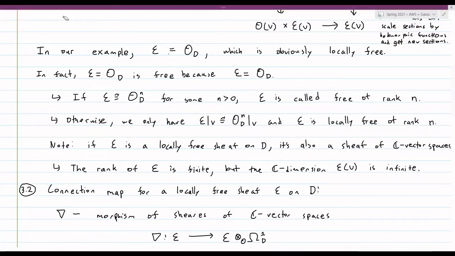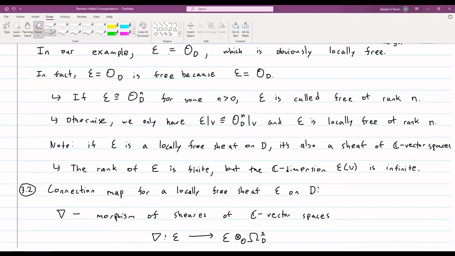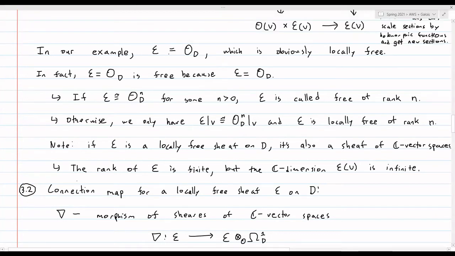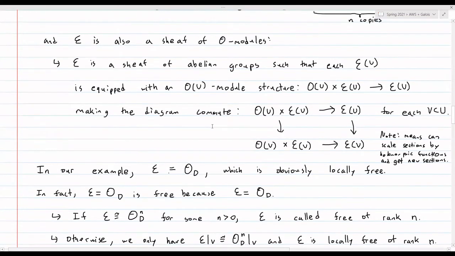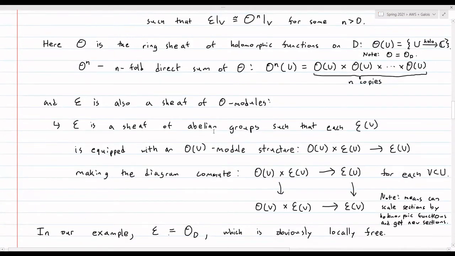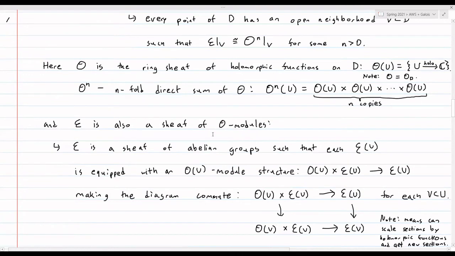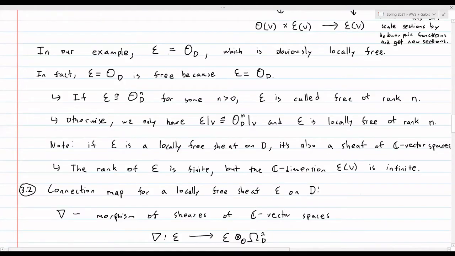So that's the difference between free and locally free. A locally free sheaf is just a sheaf that looks like O^n in small open sets, and a free sheaf is a sheaf that looks like O^n everywhere, as a full global sheaf. Okay, so if E is a locally free sheaf on D, before I go here, are there any questions about this so far? The definition of locally free sheaf? Okay, it's good.